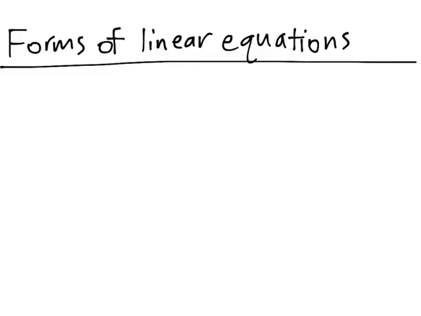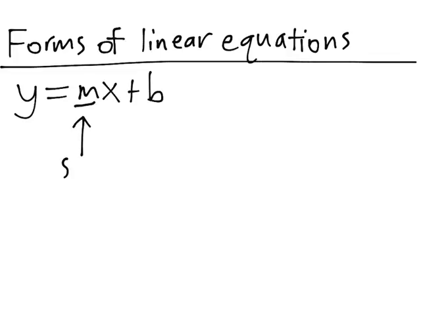I'm going to be talking about forms of linear equations. For any given linear equation, there are several different forms that we can write it in. First is the familiar form that we've already been through. If we write it like y equals mx plus b, this is called the slope-intercept form. The reason for this is that m here is the slope of the equation, and b is the y-intercept.